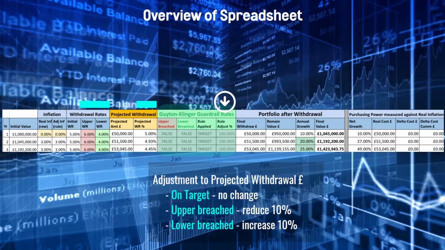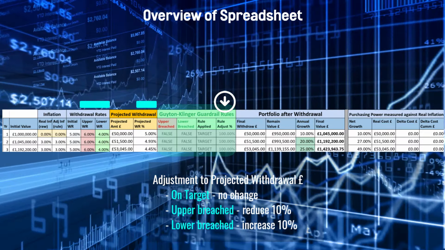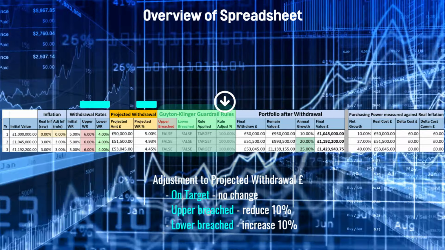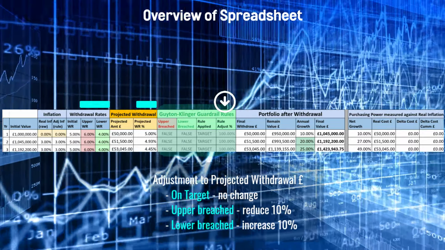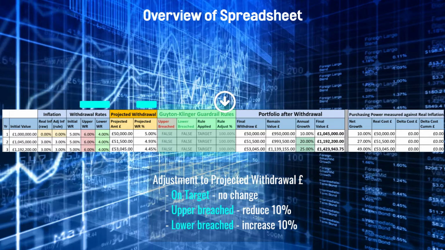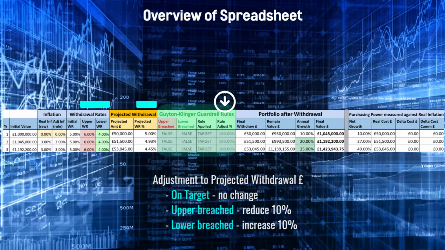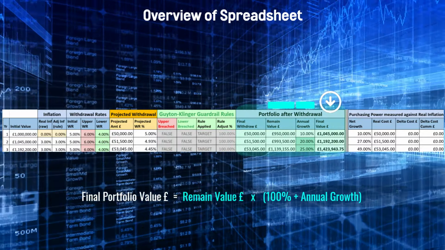If we're on target, the adjustment is 100%, essentially no adjustment. If the upper guardrail is breached, the adjustment is 90%, which is a 10% cut to the projected withdrawal, and 110% if the lower is breached, giving you a 10% pay rise. The rest of the columns are quite self-explanatory.